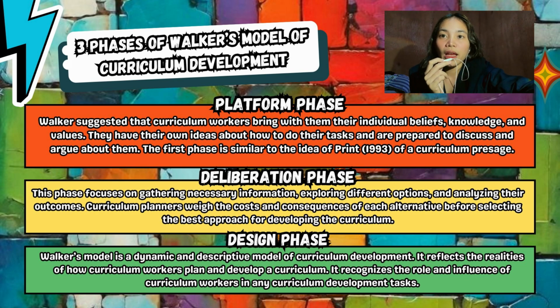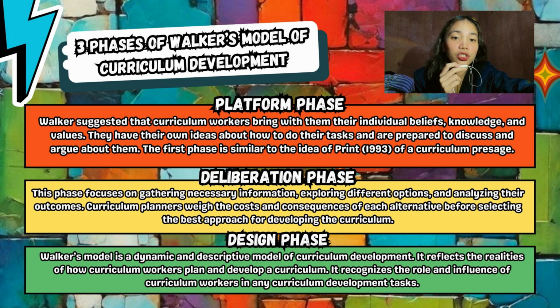So in the second phase, we have the deliberation phase. In this phase, they gather important information, think of different options, and also choose the best plan for a curriculum. The curriculum planners look at possible solutions, considering advantages and disadvantages, and decide which one will work best for students and teachers. By that, they also check if their choice is practical and beneficial in the long run.